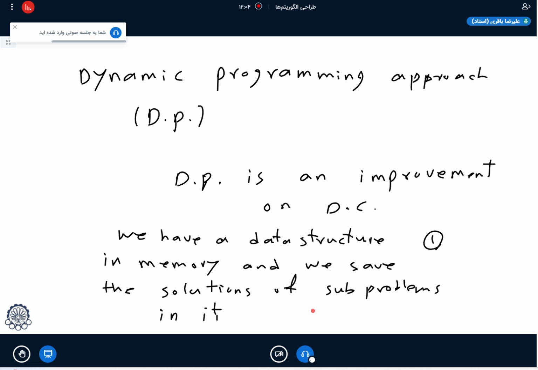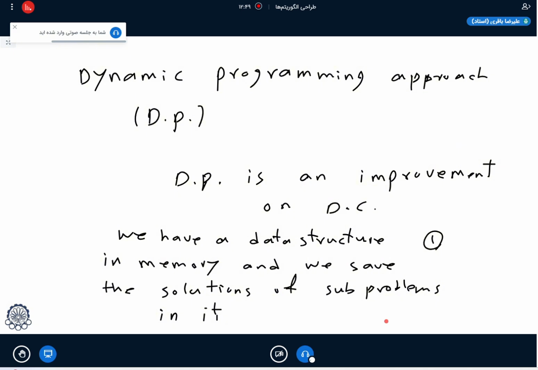we can solve one subproblem and save its solution, and for the other subproblem that is similar to the previous one, we do not solve it again, and we use the previous solution because we have already the solution in the memory. So if we have duplicate subproblems, we solve only one subproblem, and for the other subproblems, we use the previous solution which has been stored in the data structure in memory.